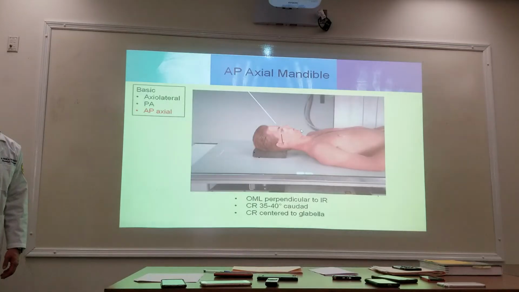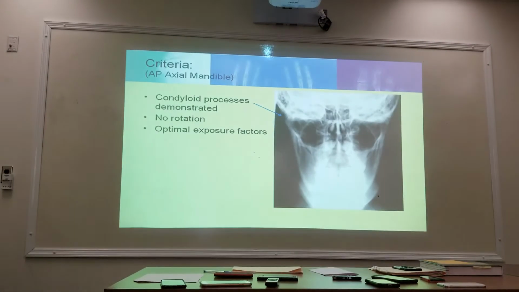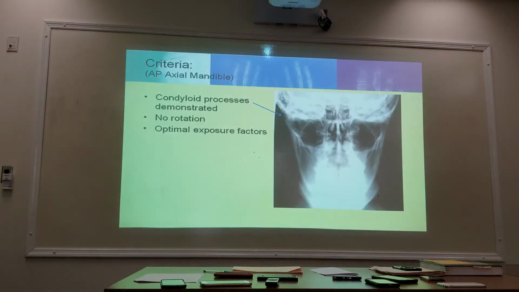So it's AP axial, centered at the glabella, good for looking at the condyloid process and its articulation with the temporal bone.